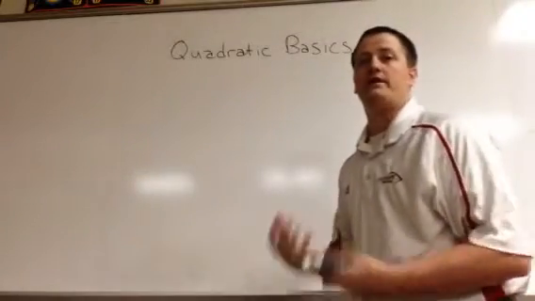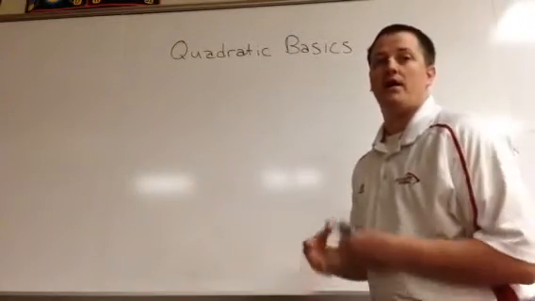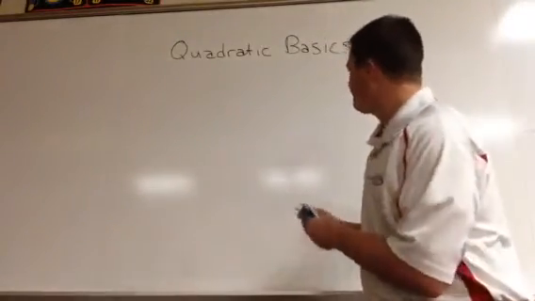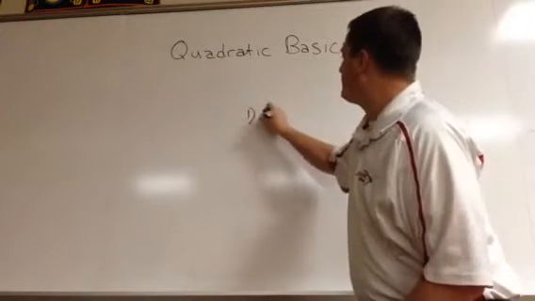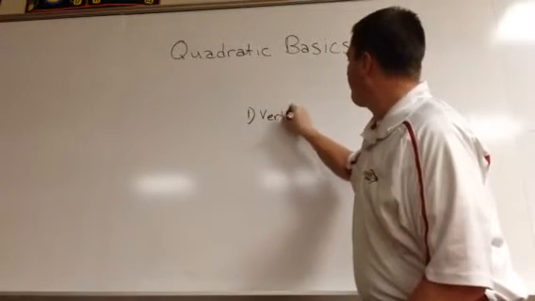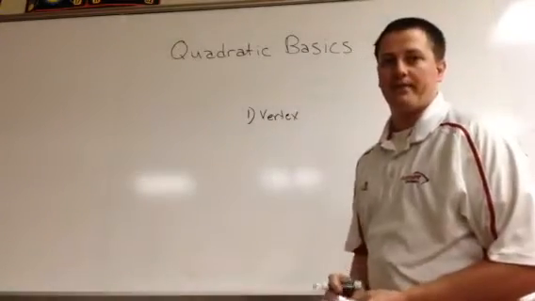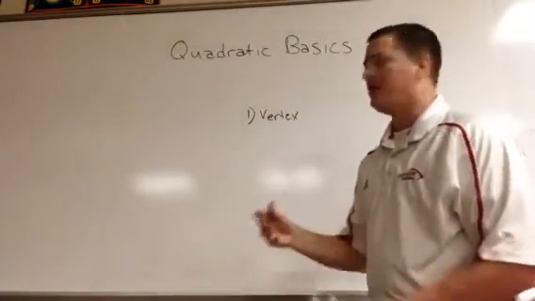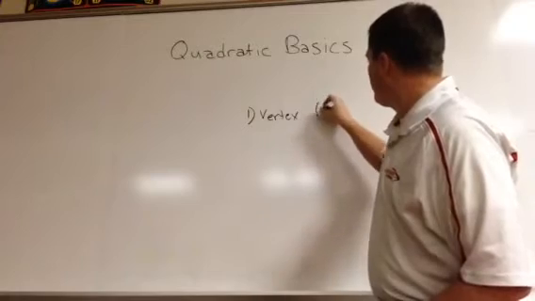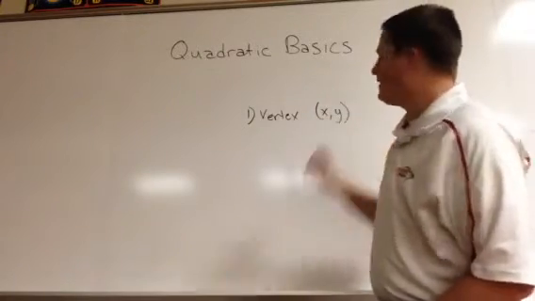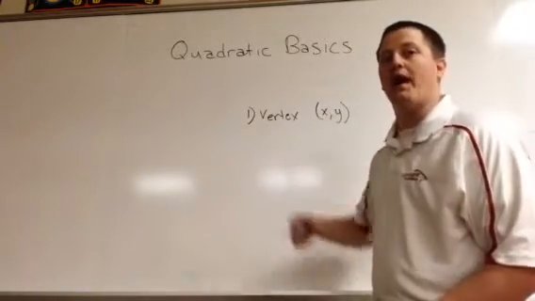To start, we need to know what the four main parts of a quadratic are. The first main part is the vertex. This is a point where the graph will change directions. It will be referenced as an actual point, an x and a y value.